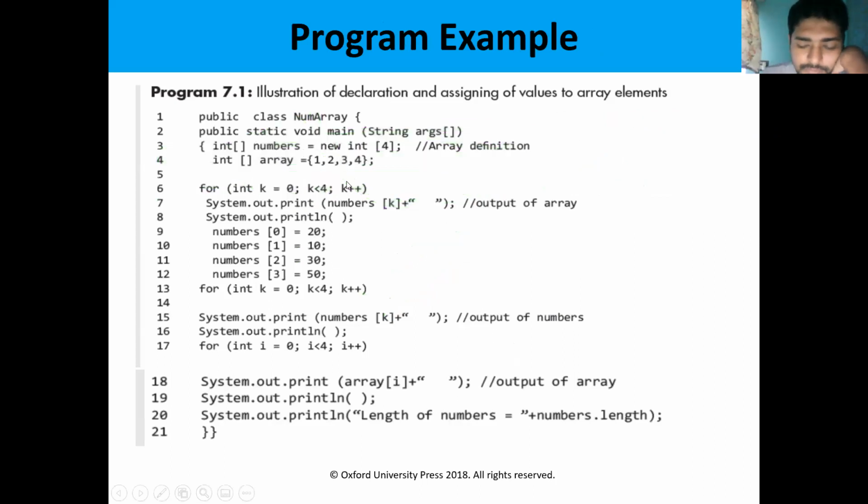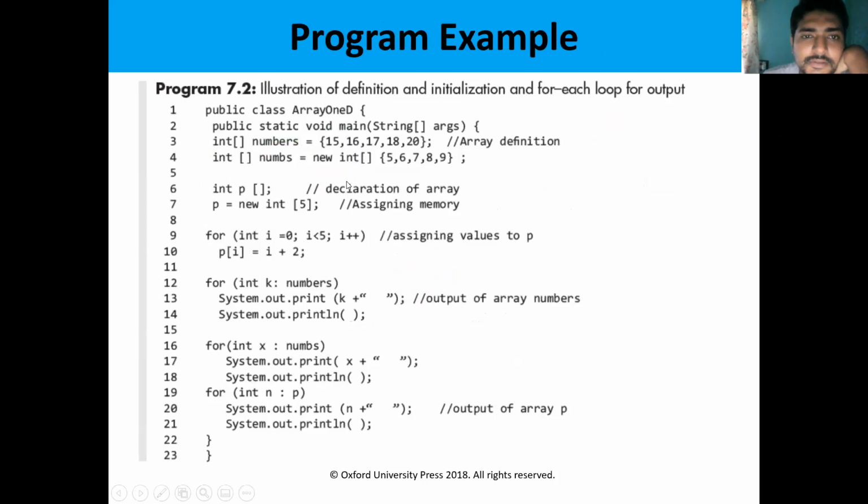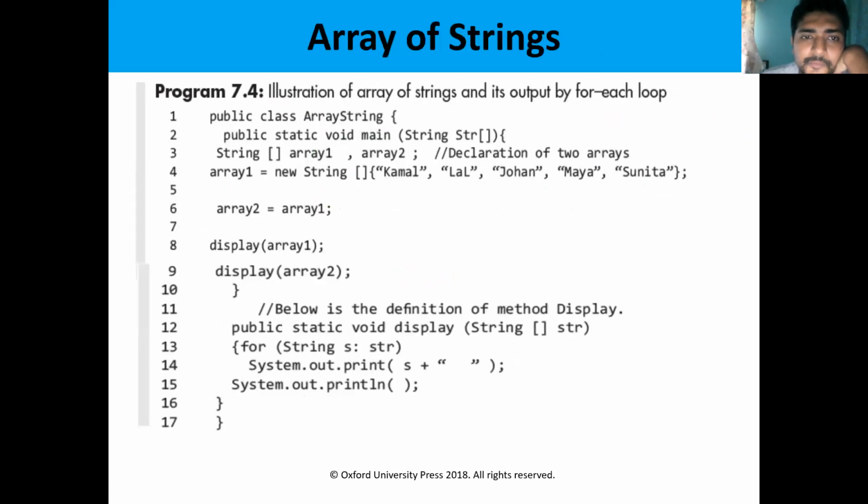So next one, some examples. Next, arrays of strings. So what is this? Can anyone explain this line? Third line, can anyone explain this line?